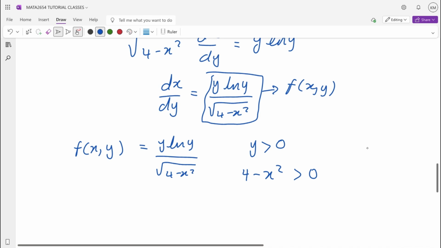Okay, so now 4 minus x squared is a parabola facing downwards like that. Where does it intercept the x-axis?